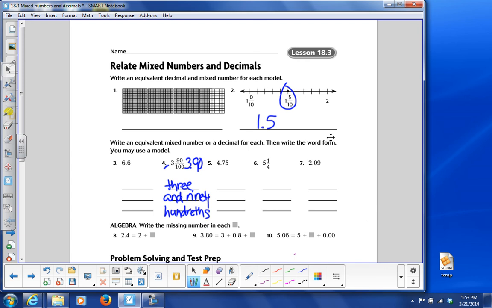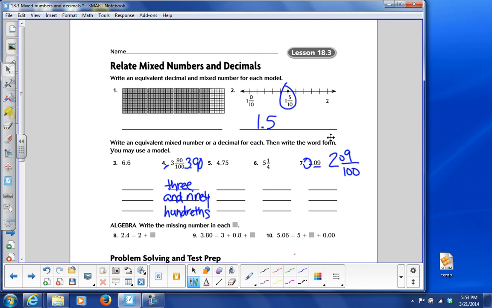Okay, let's do another one. Let's start with the decimal one over here at number 7. So I have 2.09. So I know my whole number here is going to be the whole number for my mixed number. And then 9 hundredths should look like this, 9/100.